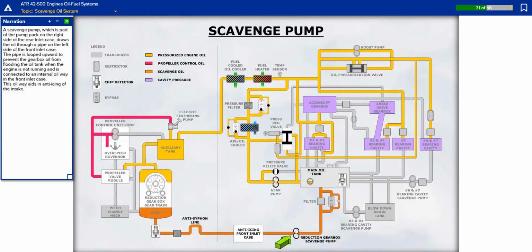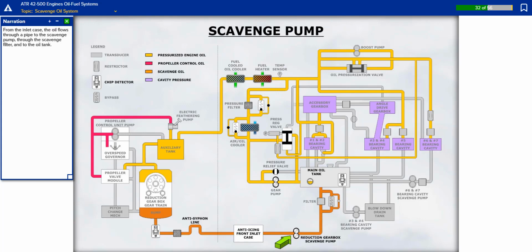A scavenge pump, which is part of the pump pack on the right side of the rear inlet case, draws the oil through a pipe on the left side of the front inlet case. The pipe is looped upward to prevent the gearbox oil from flooding the oil tank when the engine is not running and is connected to an internal oilway in the front inlet case. This oilway aids in anti-icing of the intake.